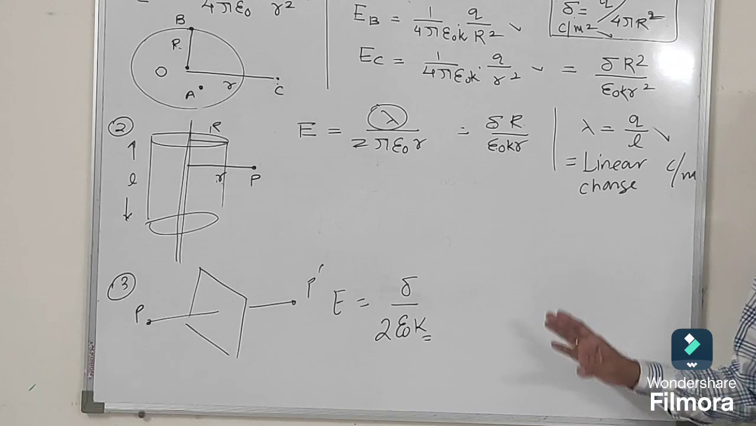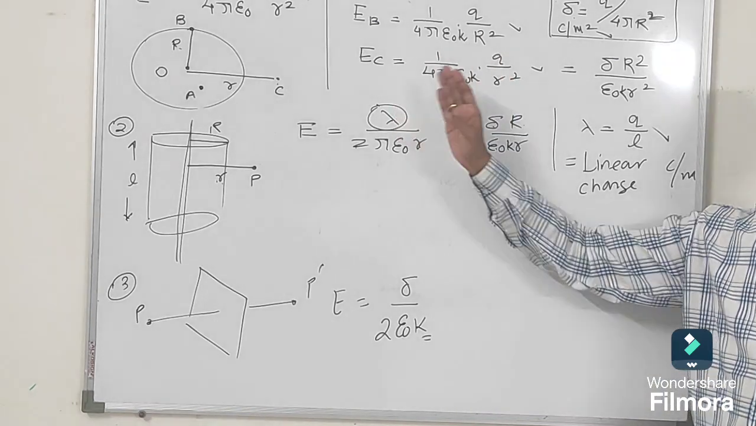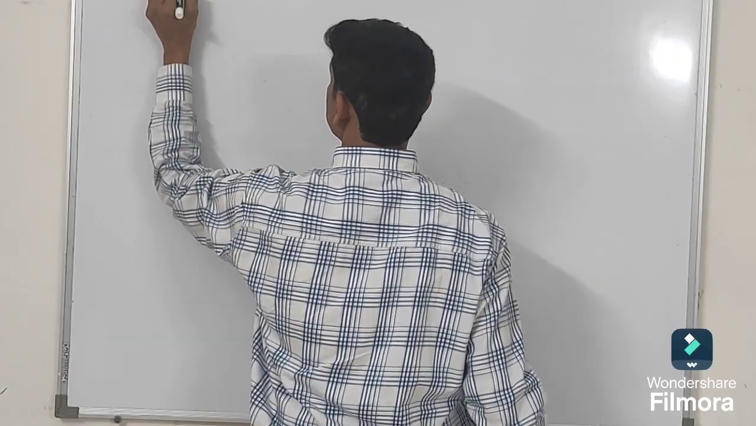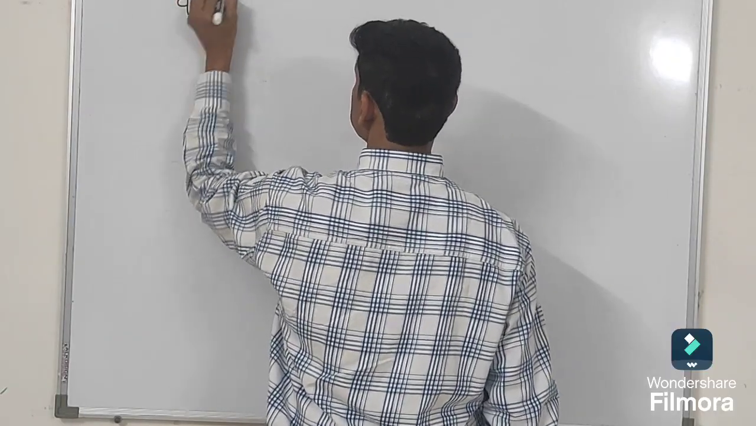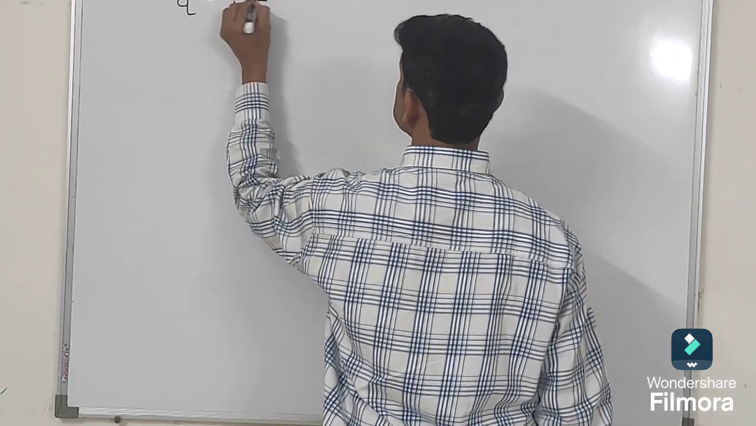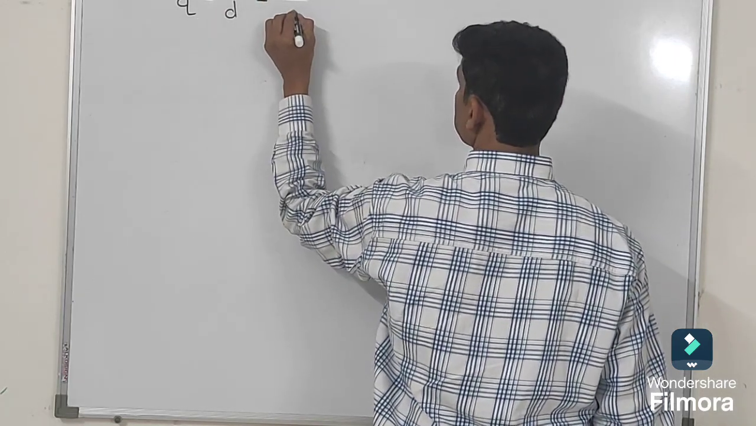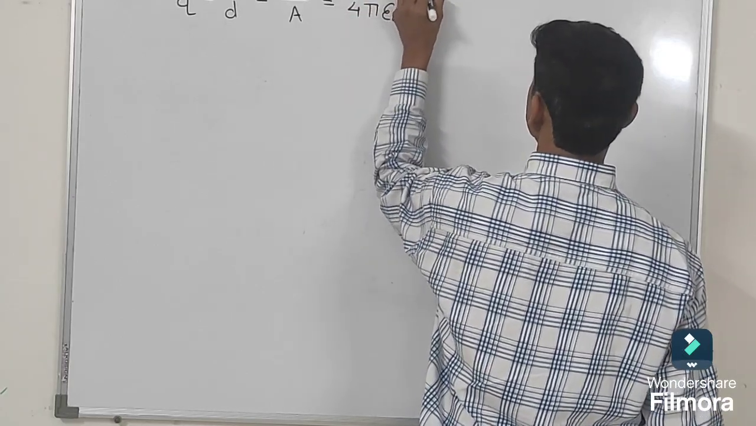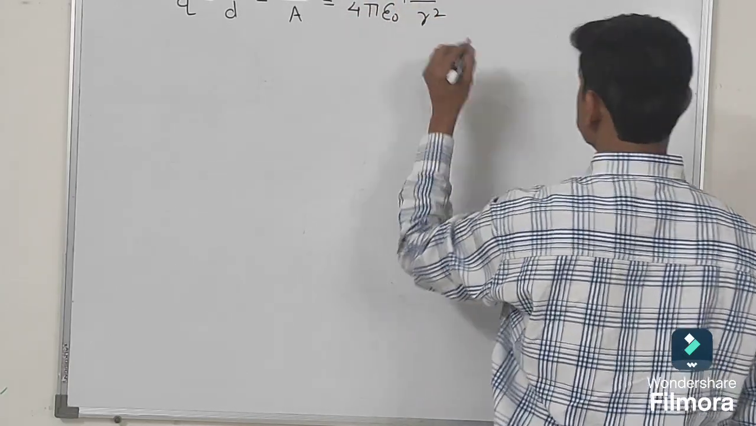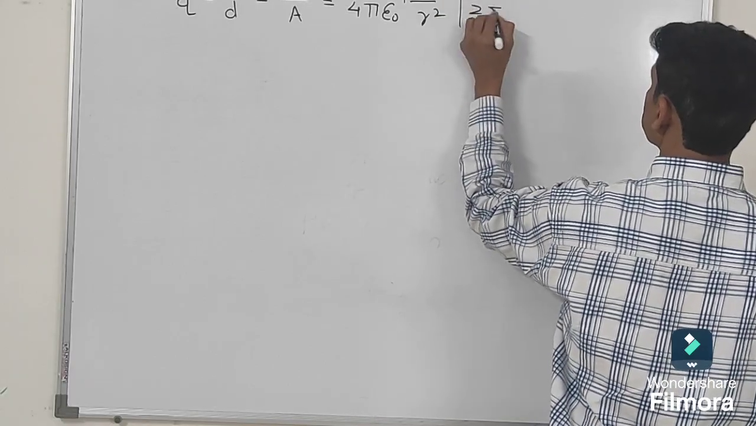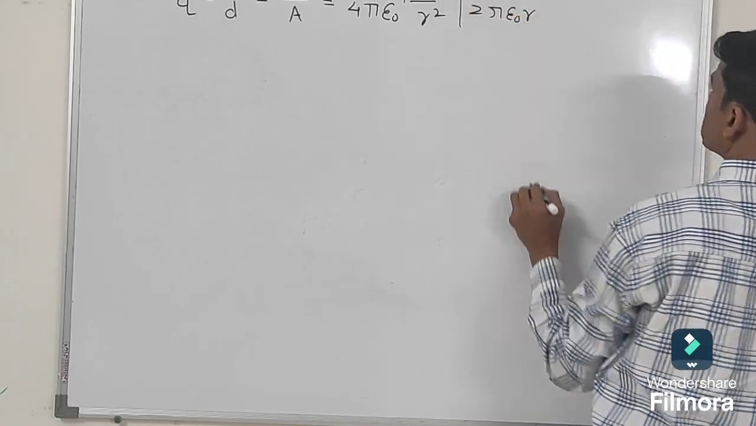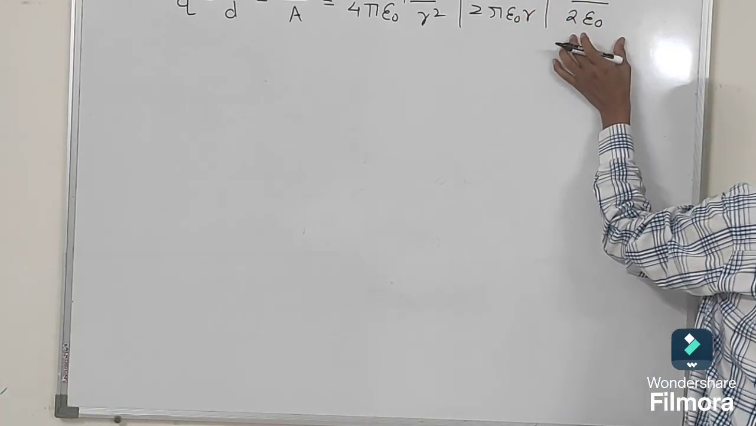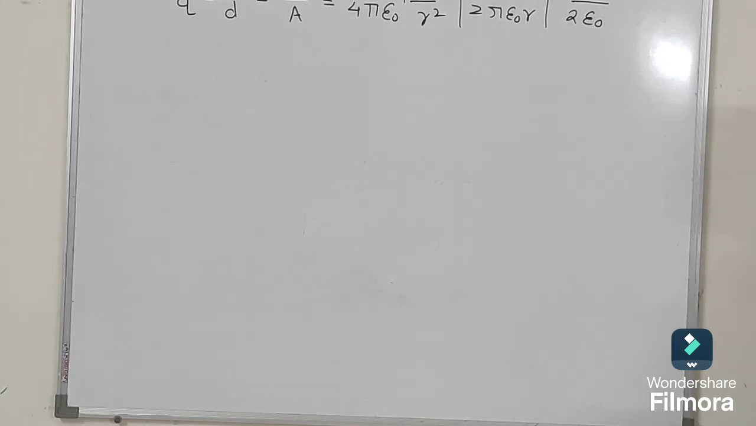So electric intensity at any point situated near a charged sphere, charged cylinder, and plane lamina is force upon charge, electric potential upon distance, electric flux upon area. It is 1 upon 4 pi epsilon 0 Q upon R square for a sphere, lambda upon 2 pi epsilon 0 R for a cylinder, and sigma upon 2 epsilon 0 for a plane lamina. These are different formulas for electric intensity.